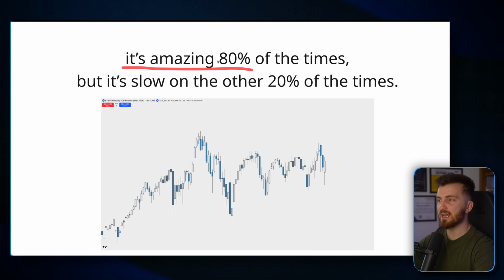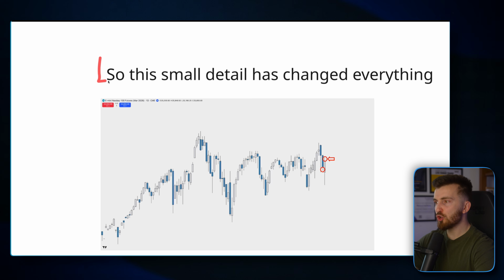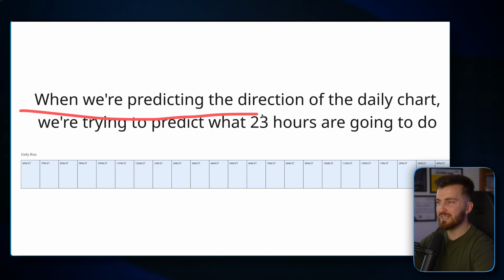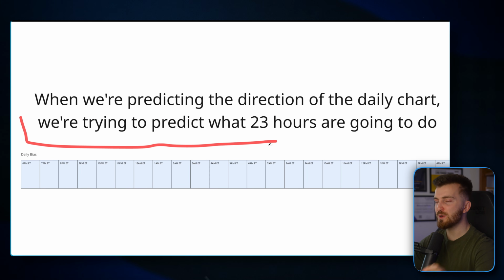Because here's the problem with this method. It's amazing 80% of the times, but it's too slow on the other 20% of the times. So this small detail has changed everything. When we're trying to predict the direction of the daily chart, we're trying to predict what 23 hours are going to do from 6 p.m. Eastern time into 4 p.m.